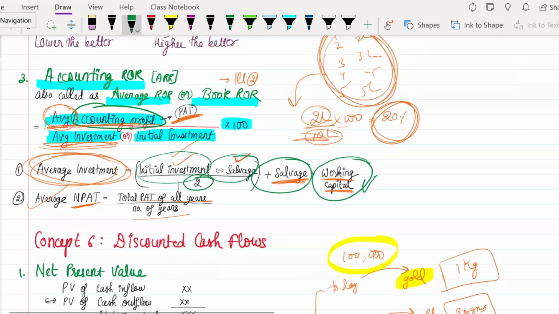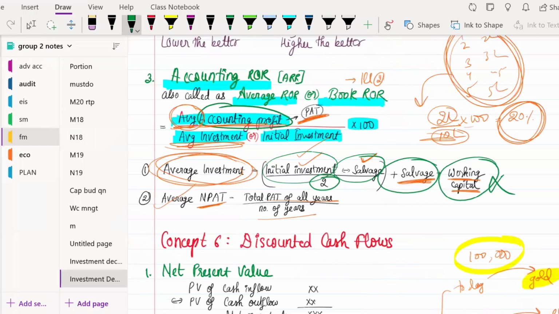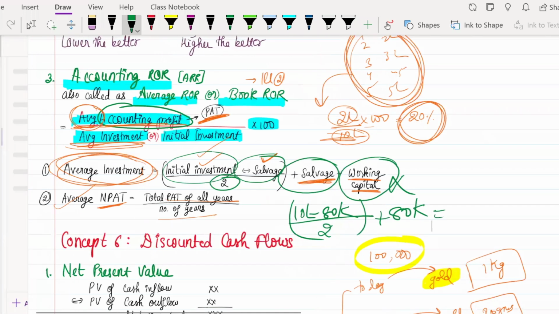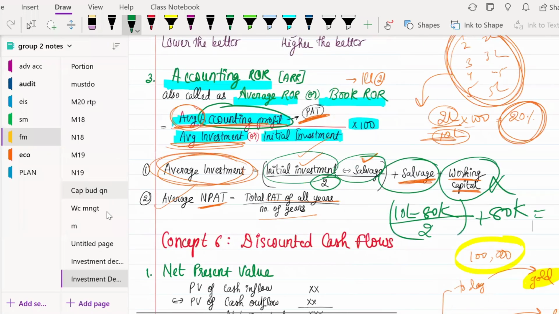Okay, so here you are not given working capital in the question. You are directly given initial investment of 10 lakh rupees minus salvage value of 80,000 rupees divided by 2 plus salvage value of 80,000 rupees. Now calculate and tell me how much that will be. 10 lakh minus 80,000 divided by 2 plus 80,000. So it will be 5,40,000.